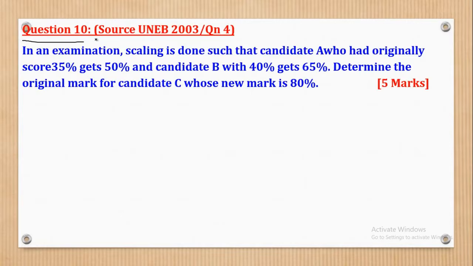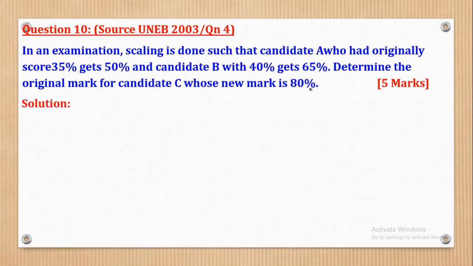Now we shall go to question 10, which came from UNEB 2003, paper 2, question 4, and says, in an examination, scaling is done such that candidate A, who had originally scored 35%, gets 50%, and candidate B with 40% gets 65%. Determine the original mark of a candidate C whose new mark is 80%.